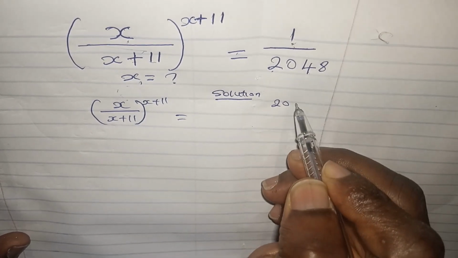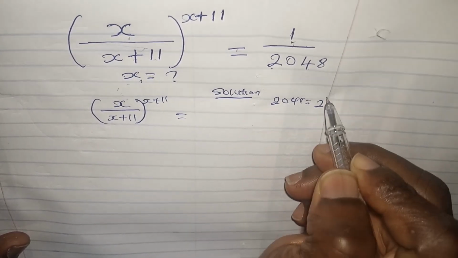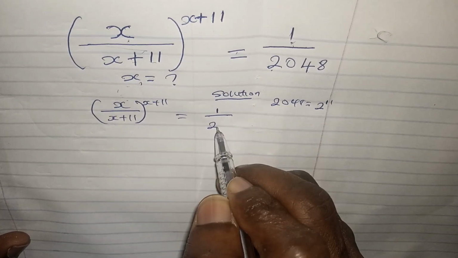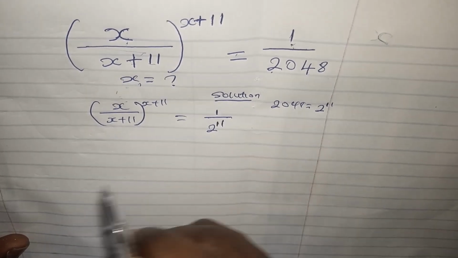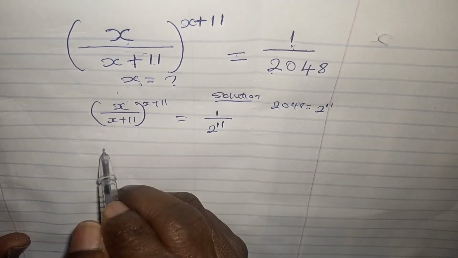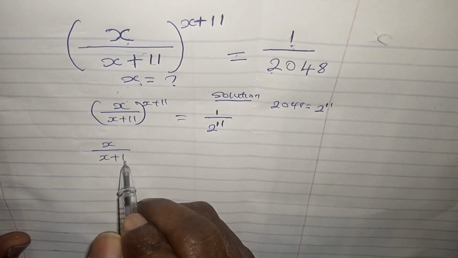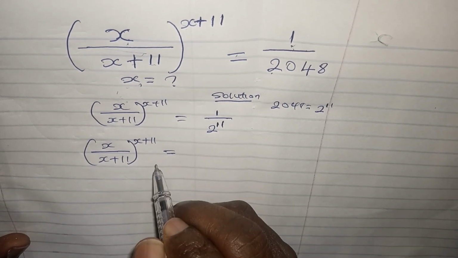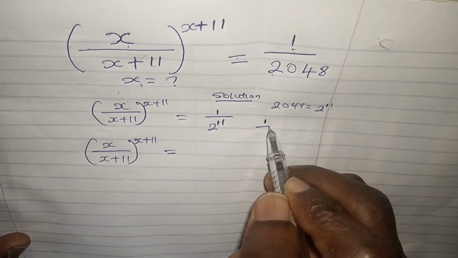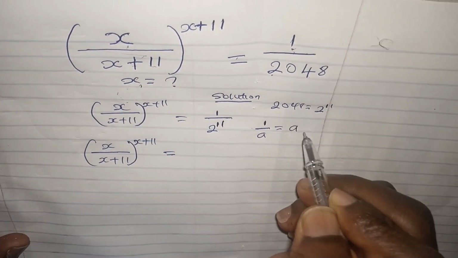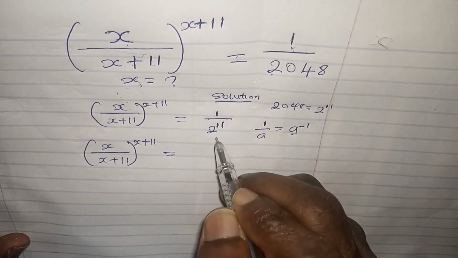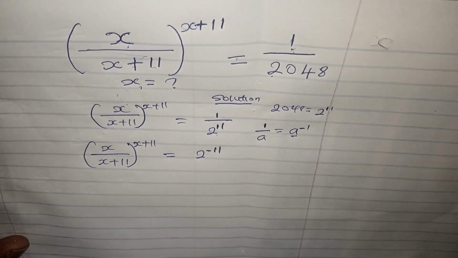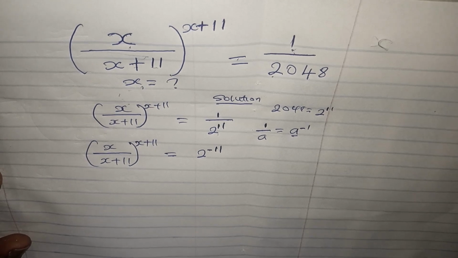2048 is also equal to 2 to the power of 11. So if I do that, I'm going to have 1 over 2 to the power of 11. So I'm going to have (x over x plus 11) all to the power of x plus 11 equals to, recall from your indices rule, if you're having 1 over a, it is also equal to a to the power of minus 1. So if we put this rule here, we can simply have this to be 2 to the power of minus 11.